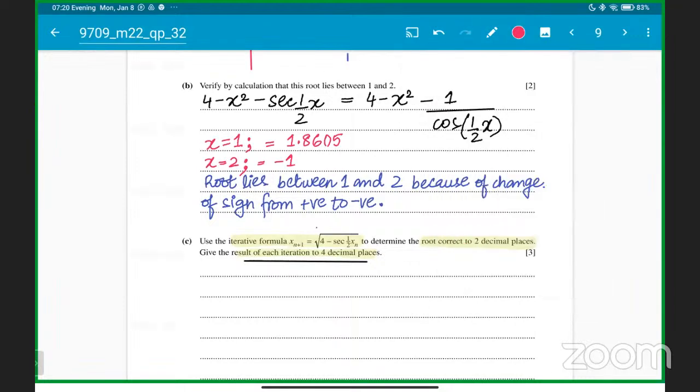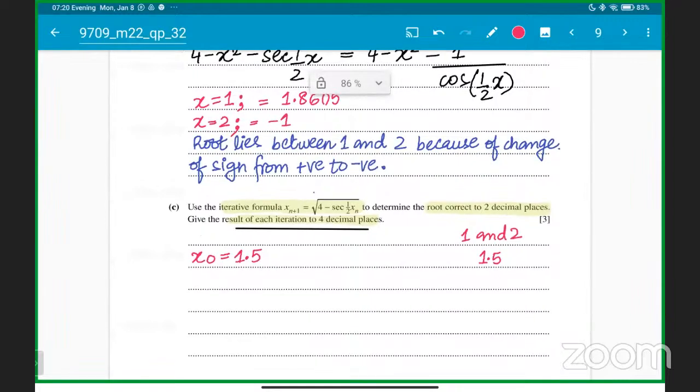So here we go. Let's start with this. Again, we'll talk about what will be the first value. You can take the midpoint of 1 and 2, that is 1.5. So let's start with the 1.5 value and plug that in. So x1 will be equal to the square root of 4 minus sec of the previous answer.